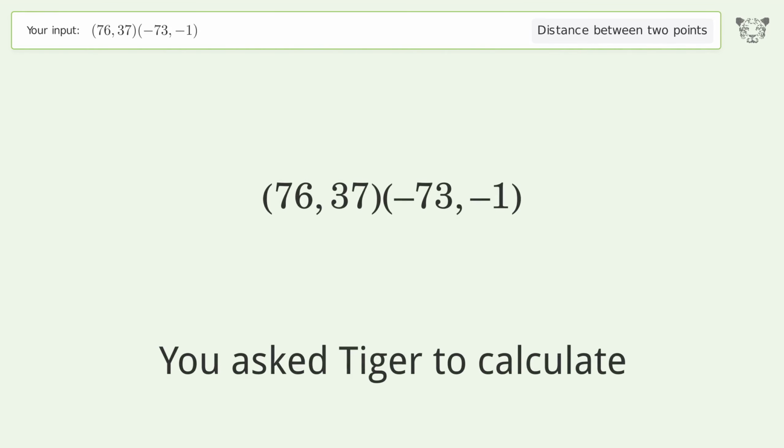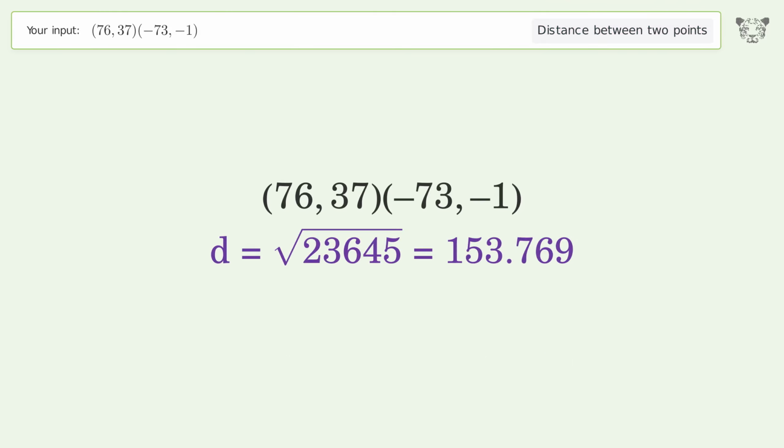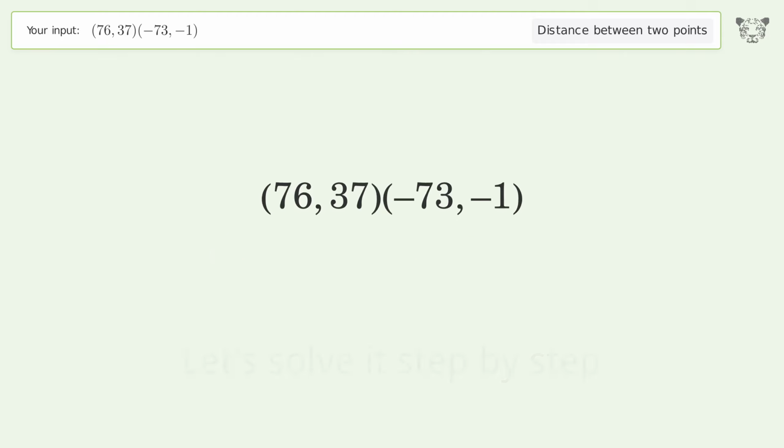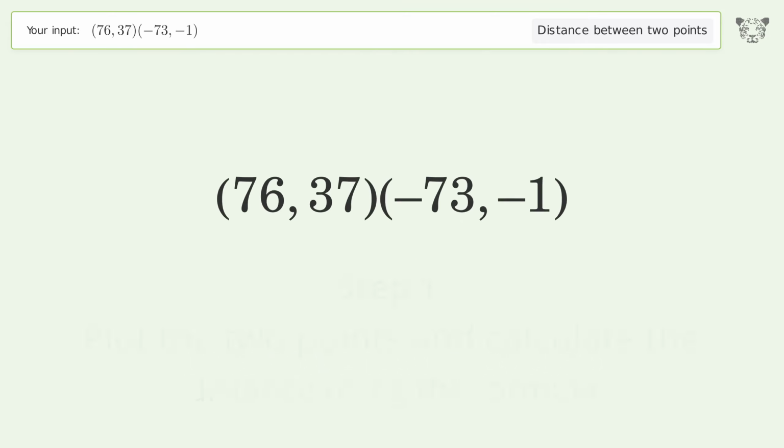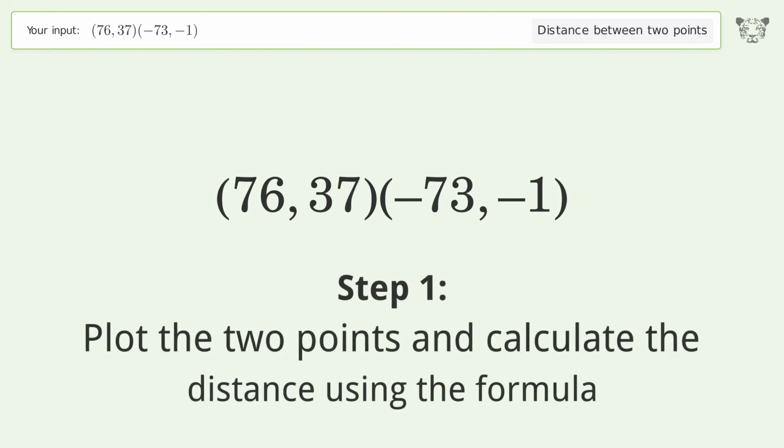You ask Tiger to calculate. This deals with the distance between 2 points. The distance between the 2 points is the square root of 23,645, or 153.769. Let's solve it step by step. Plot the 2 points and calculate the distance using the formula.